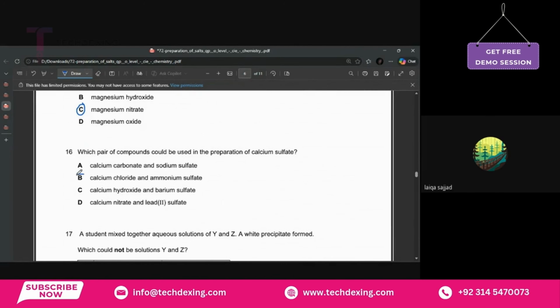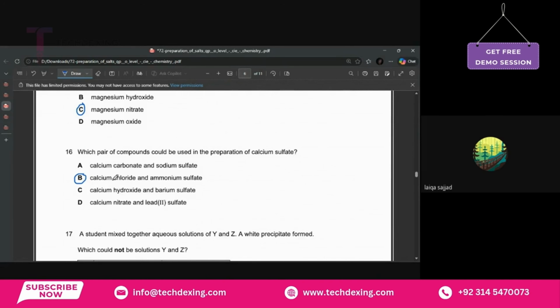And why are other options not correct? A, calcium carbonate is insoluble. Very good. And B, calcium chloride and ammonium sulfate, they all are soluble. Very good. And C, barium sulfate is insoluble. Very good.